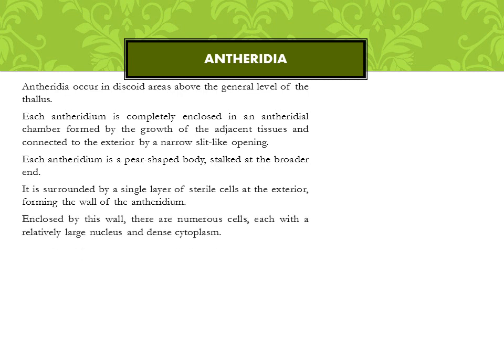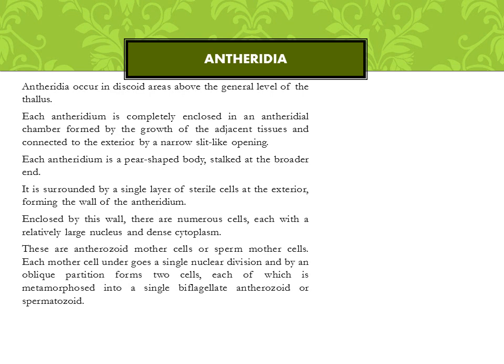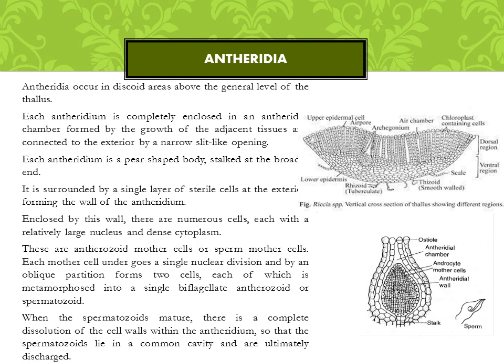Each antheridium is completely enclosed in an antheridial chamber formed by the growth of adjacent tissues and connected to the exterior by a narrow slit-like opening. So each antheridium is a pear-shaped structure with a stalk at the broader end. A mature antheridium of Riccia consists of a short few-celled stalk attached to the base of the antheridial body. The antheridial body is an oval structure with a flat base and conical tip.